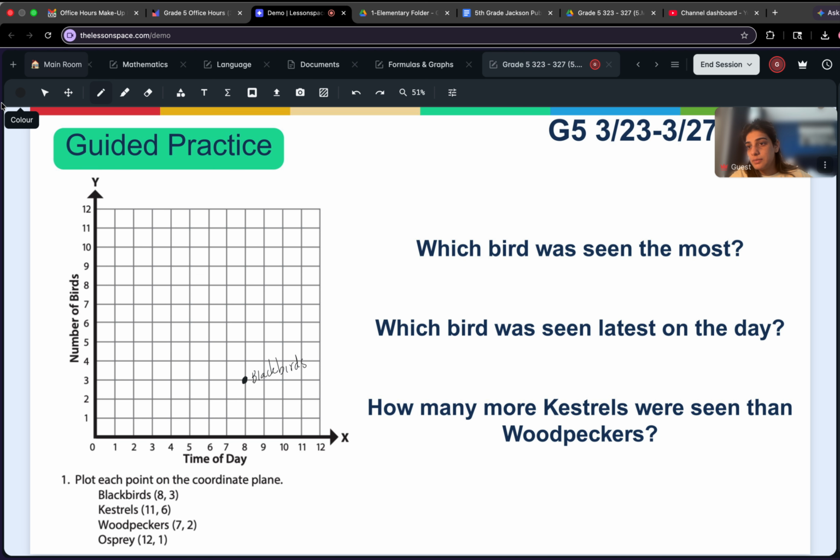All right, let me change the color. Okay, the second one is kestrels. It's 11 and 6, so 11 for the x-axis and 6 for the y-axis. It will be right here. Kestrels. Okay, perfect. Then we have woodpeckers. It's 7 and 2, 7 for the x-axis and 2 for the y-axis. So I would say right here. And this is woodpeckers.